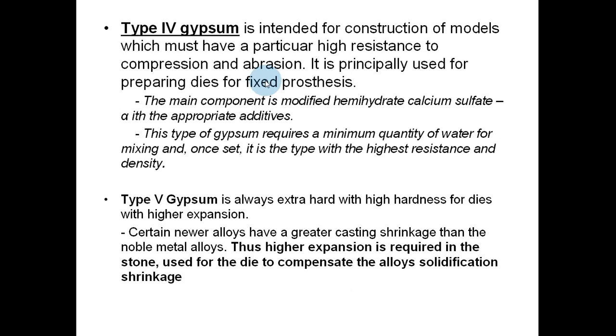Type 5 gypsum is always extra hard, with high hardness for dies with higher expansion. Certain newer alloys have greater casting shrinkage than the noble metal alloys. Thus, higher expansion is required in the stone used for the die to compensate for the alloy's solidification shrinkage.